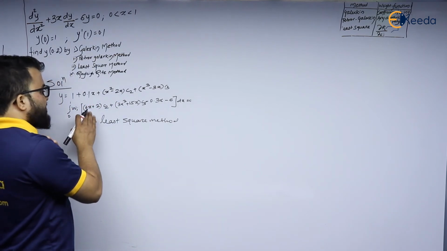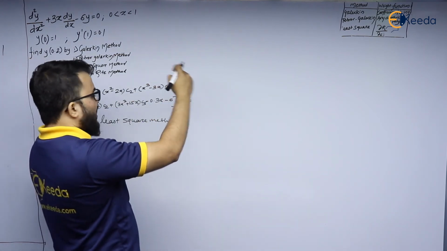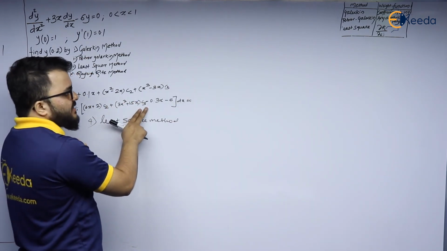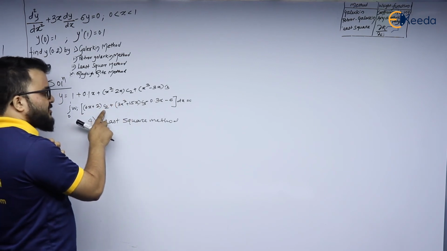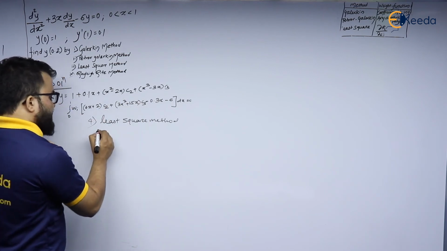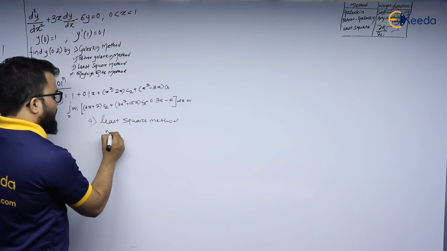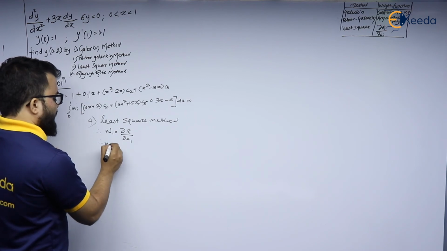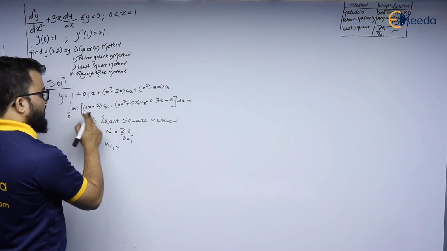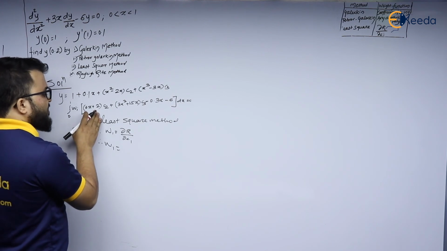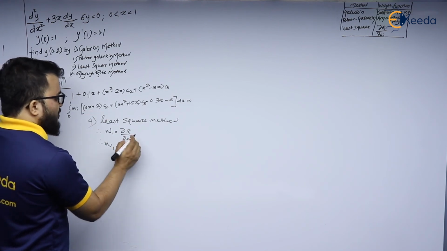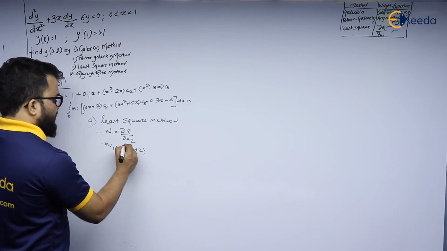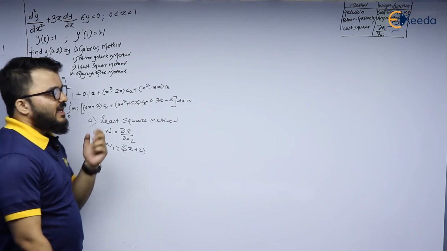We know that my R is this. You have to differentiate R with respect to the parameter. I have two parameters, one is C2 and one is C3. So I differentiate first with C2 and second with C3. So W1 is equal to delta R upon delta C2. My R is this, so I will differentiate this with respect to the first parameter, which is C2. This will become 6x plus 2. So my W1 will be 6x plus 2.